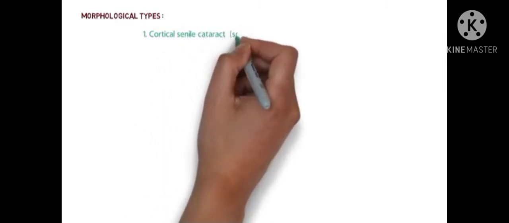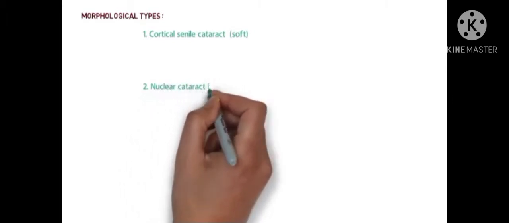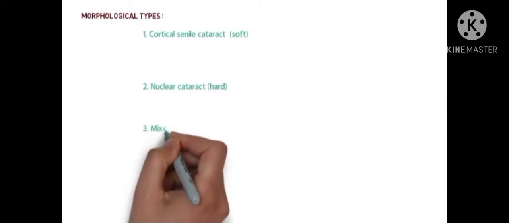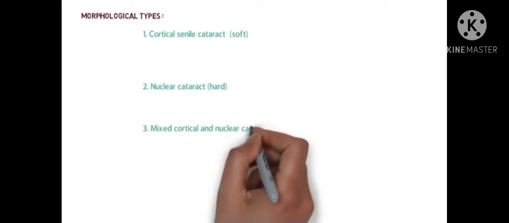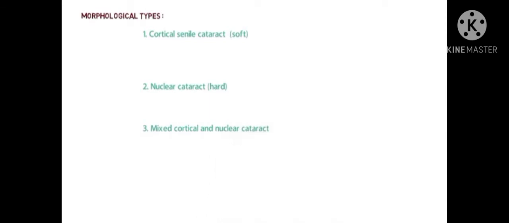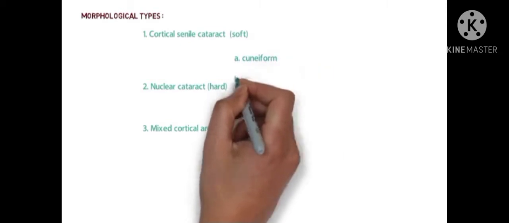So what are the morphological types of senile cataract? There are three morphological types of senile cataract. The first one is cortical senile cataract, which is soft in nature. Then the second one is nuclear cataract, which is hard in nature. And the third one is mixed cortical and nuclear cataract. So these are the morphological types of senile cataract. Now in cortical senile cataract, we have two different types, that is cuneiform cataract and cupuliform cataract.